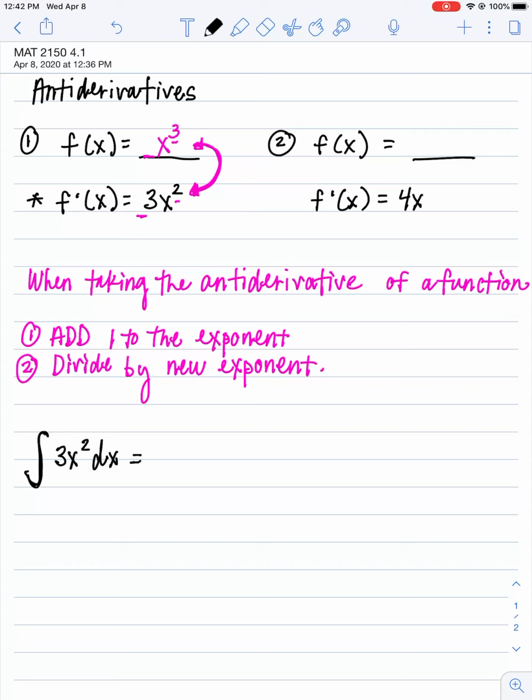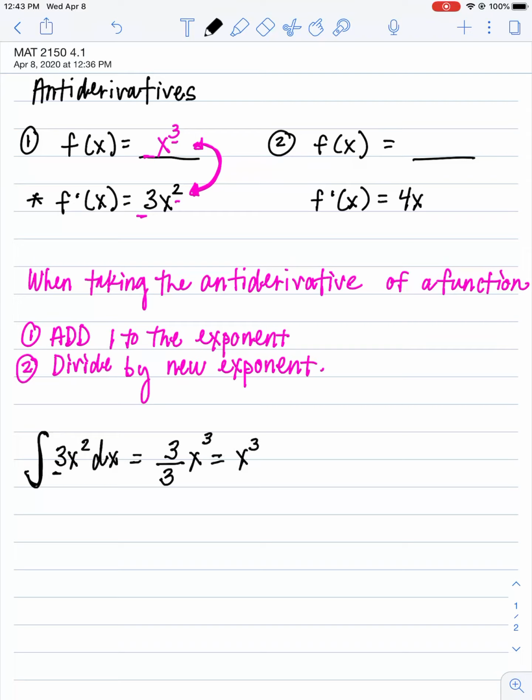So if you think about it, the old exponent was 2. The new exponent will be a 3 because we're going to add 1 to the exponent. So the answer would be the coefficient, which is 3, divided by the new exponent, which is also a 3, times x cubed. And 3 divided by 3 is going to cancel, and the answer would just be x cubed.